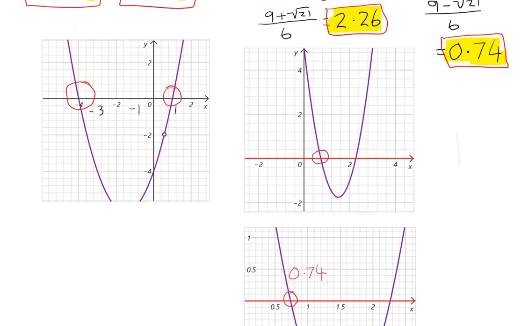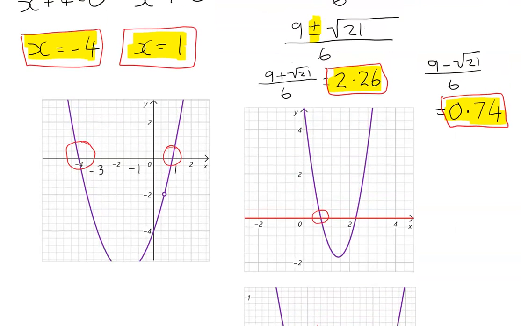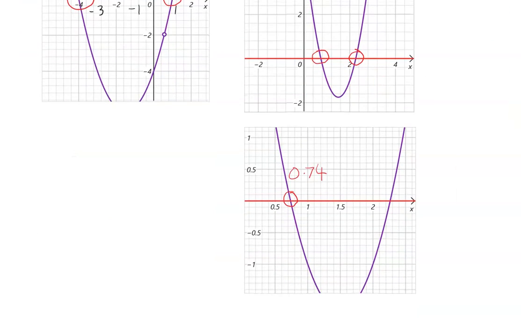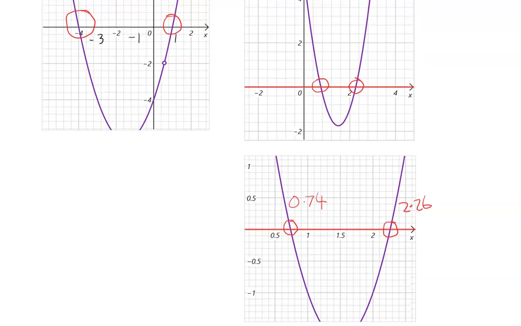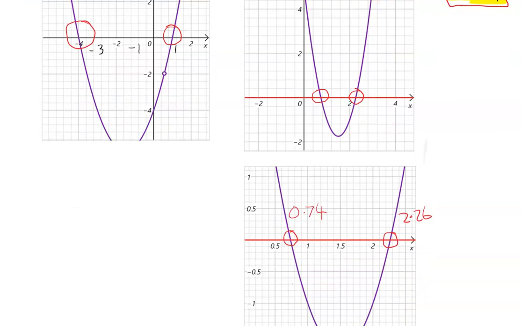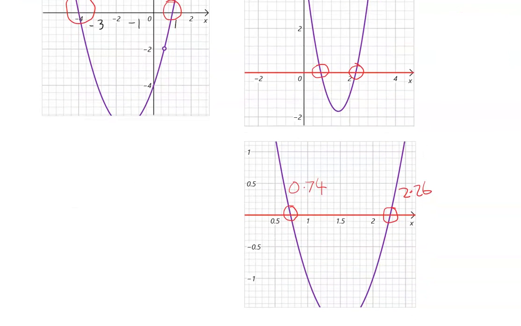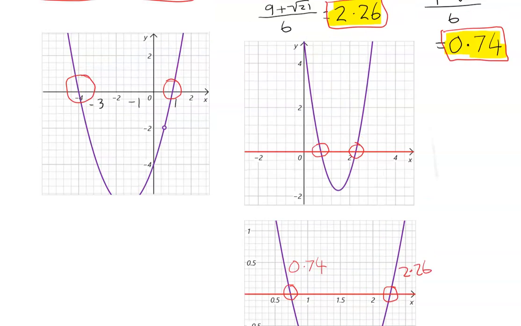0.74 there. Similarly with this one, our 9 plus the square root of 21 over 6, that's 2.26. And you can see here, it's very close to it, but again I zoomed in, and you can see here that this point here is exactly 2.26. So that's what you're finding when you're factorizing questions and using the minus b formula. You're finding where your graph cuts the x-axis.